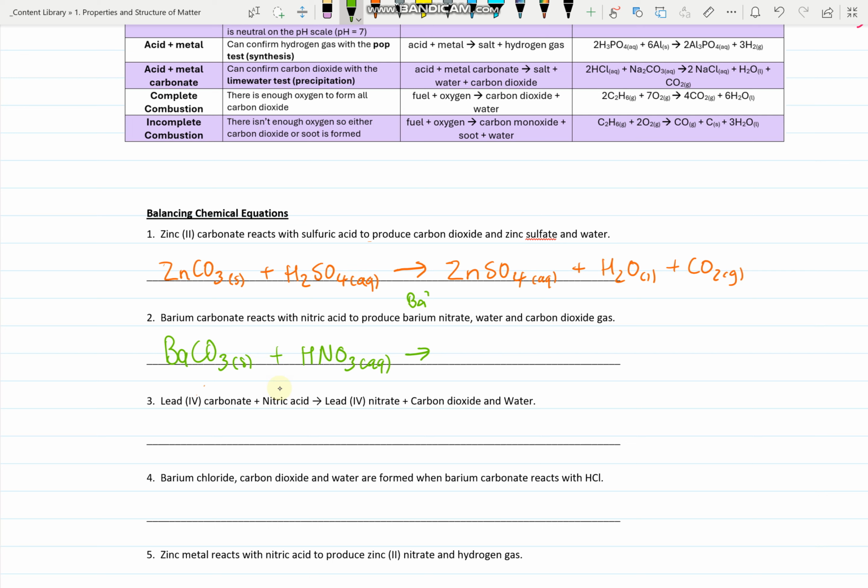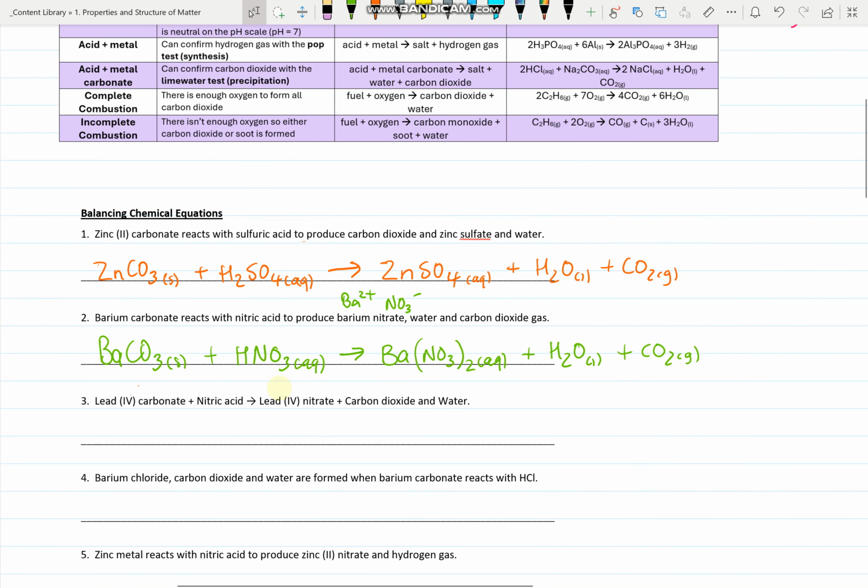So barium is 2 plus, nitrate is minus, and so you got barium, and I need 2 lots of the nitrates, so I go like that to balance out in terms of charges. All salts are aqueous, H2O liquid, CO2 gas, and this is not balanced. I think the thing that stands out the most is the nitrates. I got 2 nitrates on the right hand side and 1 on the left hand side, so I'm going to try to fix that with a 2 there. And lo and behold, it fixes my hydrogens, and this is actually all I need to do to this equation.